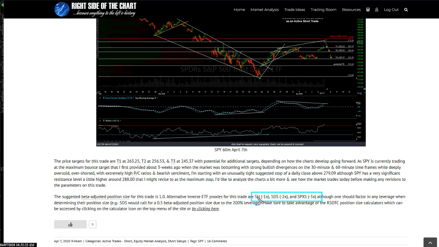Then here are your short ETFs. SH is inverse, no leverage, just a one-time inverse. If the S&P 500 goes down 10%, this one will go up 10%, give or take. Then you have SDS, leveraged 2 times inverse, and then SPXS, 3 times inverse. As I mentioned, you might not want to go with the 3 times.